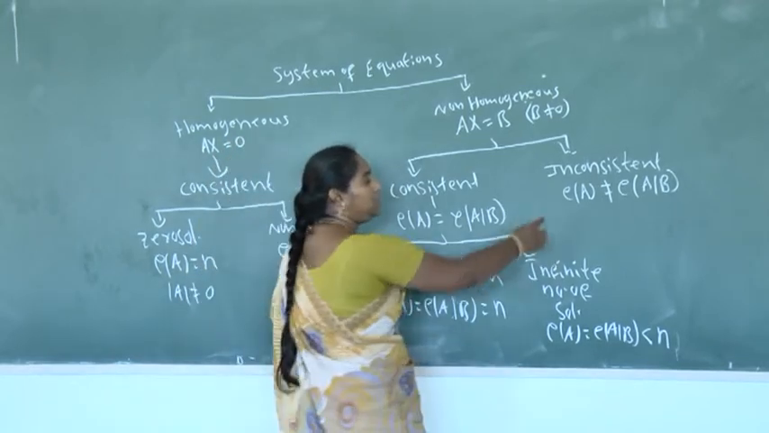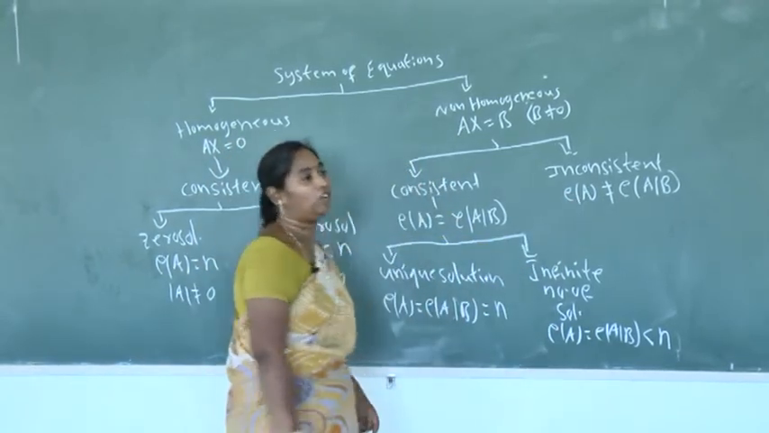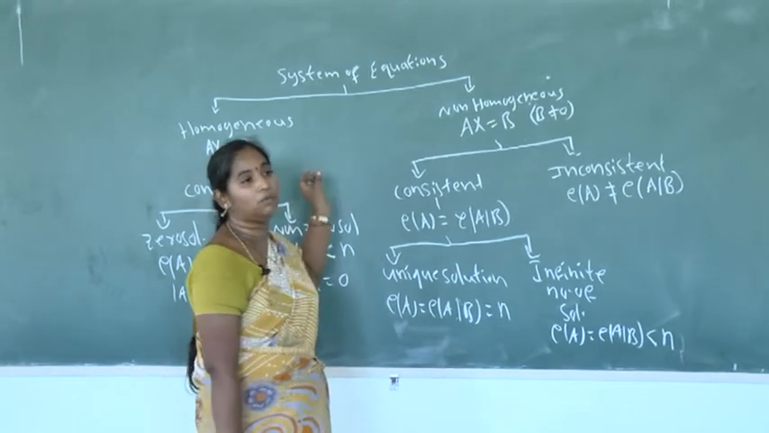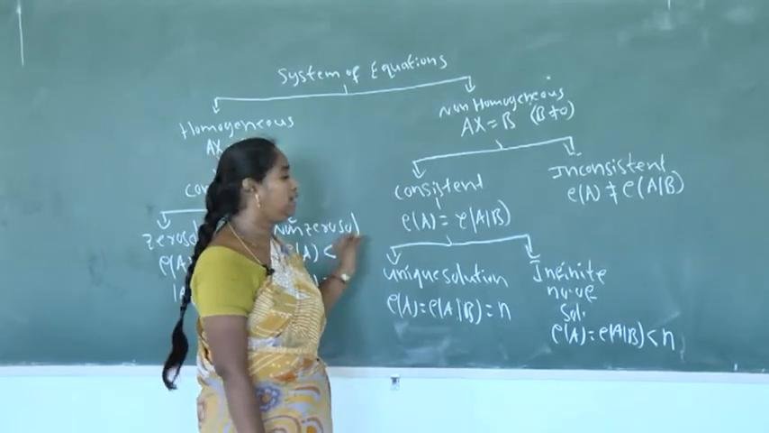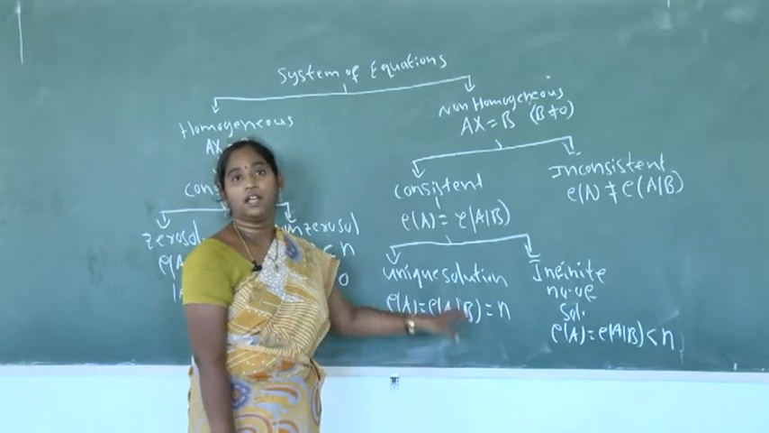Inconsistent when the rank of A is not equal to the rank of A over B. That is briefly about systems of equations: when it will have a solution and when it will not have a solution.